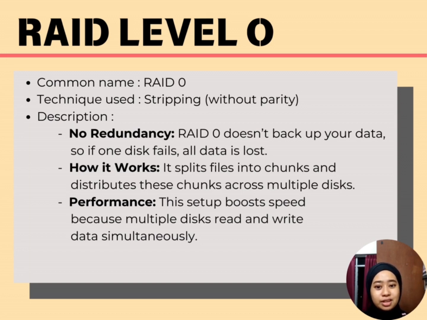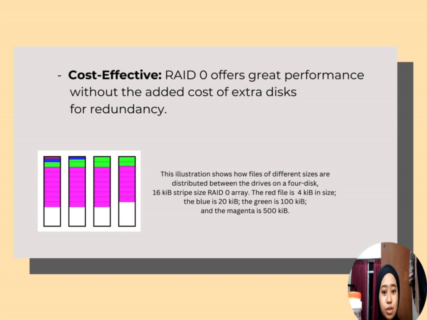RAID level 0 has no redundancy because RAID 0 doesn't back up your data, so if one disk fails, all data is lost. It splits files into chunks and distributes these chunks across multiple disks. This setup boosts speed because multiple disks read and write data simultaneously. And RAID level 0 is also cost effective. RAID 0 offers great performance without the added cost of extra disks for redundancy.